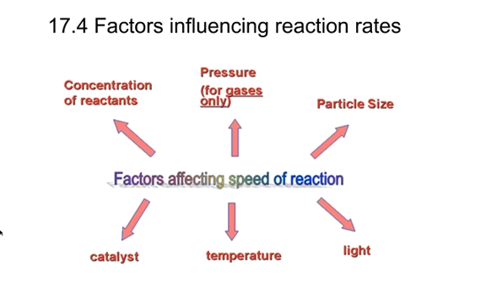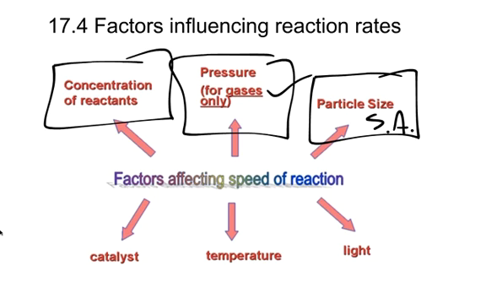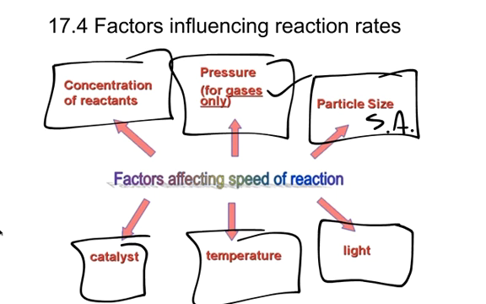What we want to look at in 17.4 is reaction rates and factors that can affect our reaction rate. So here's a summary of things that we can look at. The concentration of reactants, pressure, notice this says it only influences the reaction rate of gases. The particle size, which we often refer to as surface area, whether or not there's a catalyst, temperature, and light.